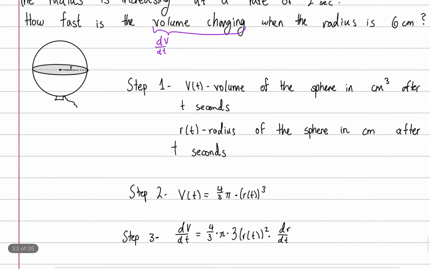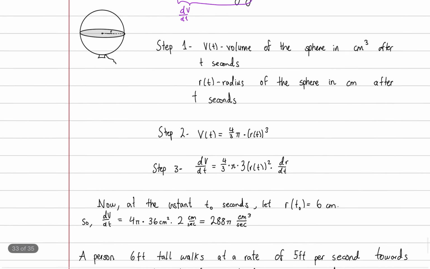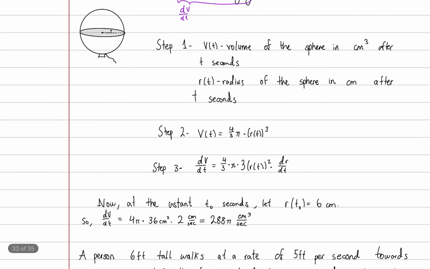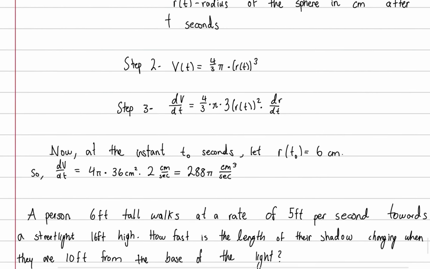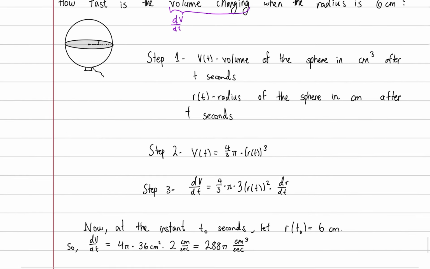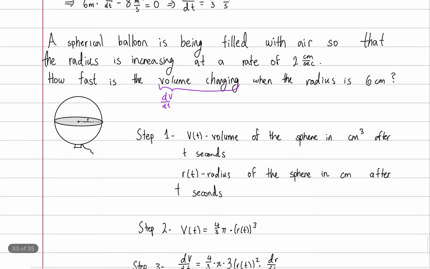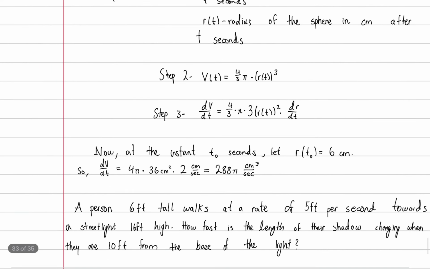And finally, we're going to start plugging some things in and hope that things cancel out. So we're going to say at the instant t naught seconds, we don't really care what t naught is because it's not relevant, let r(t naught), which is our radius, be 6 centimeters. That's the instant in question, 6 centimeters.